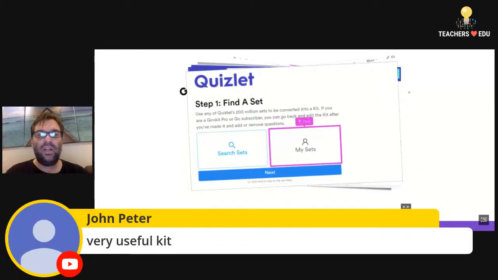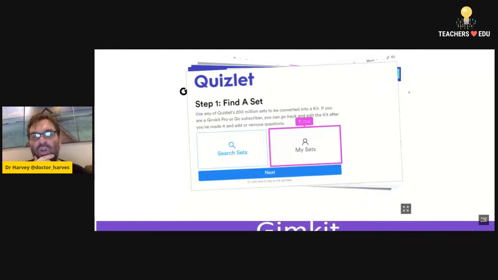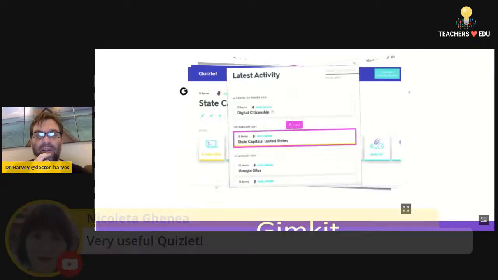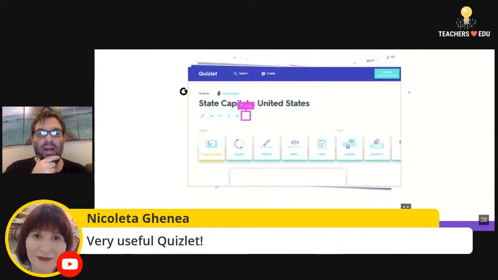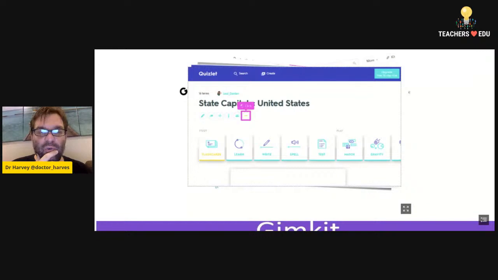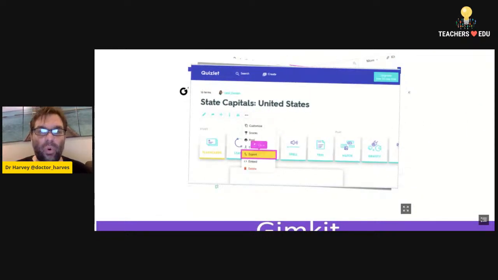The advantage of this is that if you are a Gimkit Pro or Go subscriber, you can go back and edit the kit after you've made it and add and remove questions. But remember, there are about 200 million sets of Quizlets that have already been converted into a kit, so you can either search kits or use your own sets in Quizlet. Then you click on the Quizlet you've used. So this one here, state capitals, United States, 16 terms. You click on the flashcards, then export.